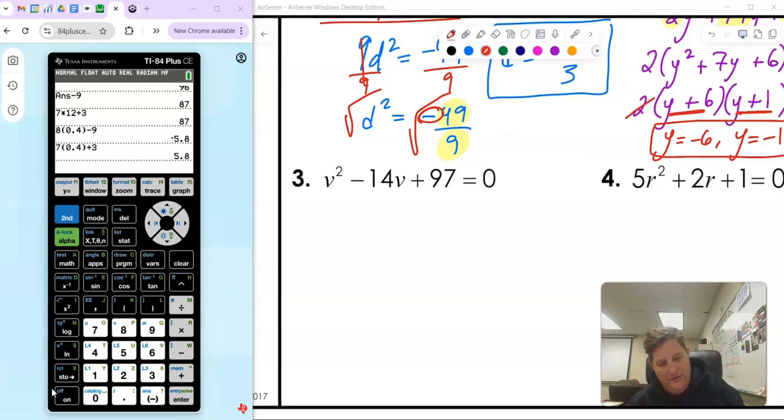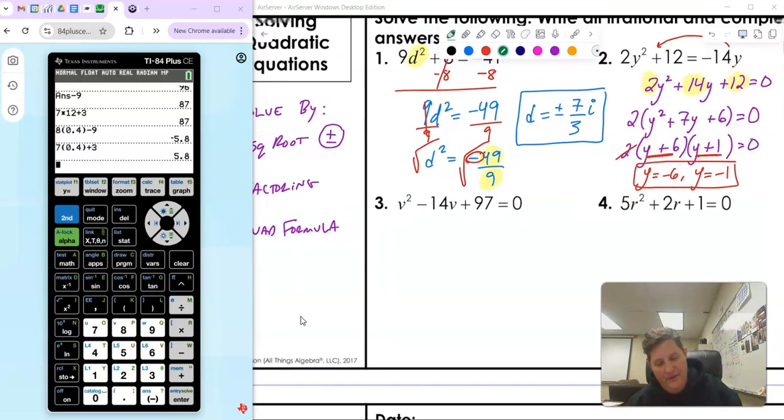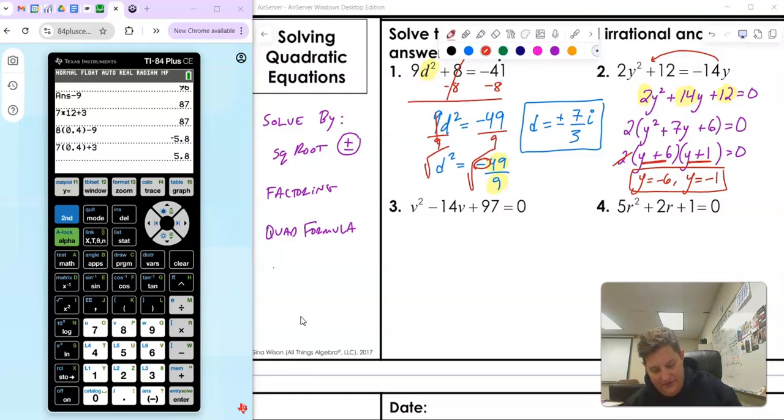I actually don't think we're going to be able to. Okay, so 97 is prime. Alright, so we're not going to be able to do this by factoring. Okay, if you can't do it by factoring or square rooting, you have to do quadratic formula. So you guys, let's do it. Alright, the quadratic formula is negative b plus or minus, remember, we listened to the song, b squared minus 4ac all over 2a.